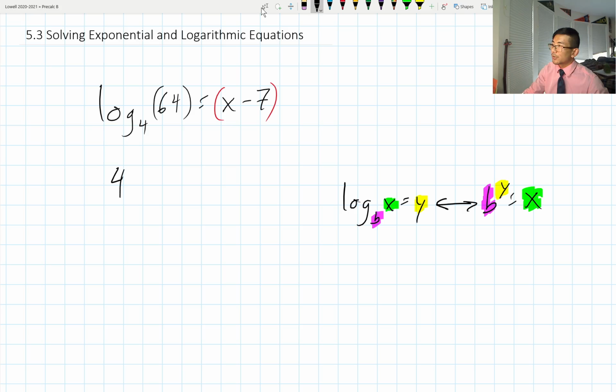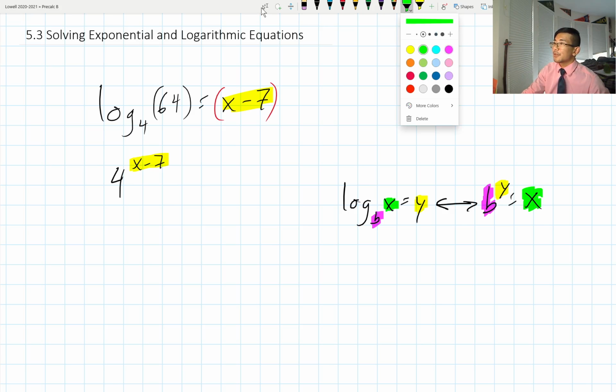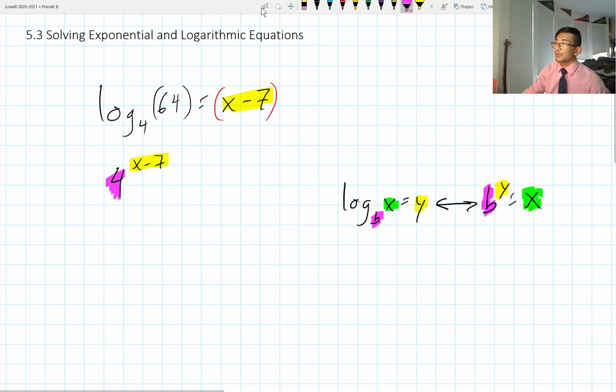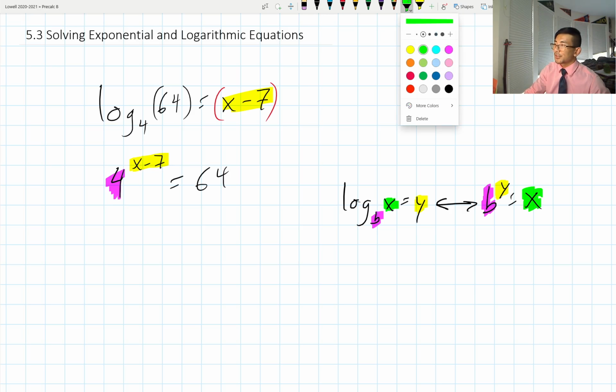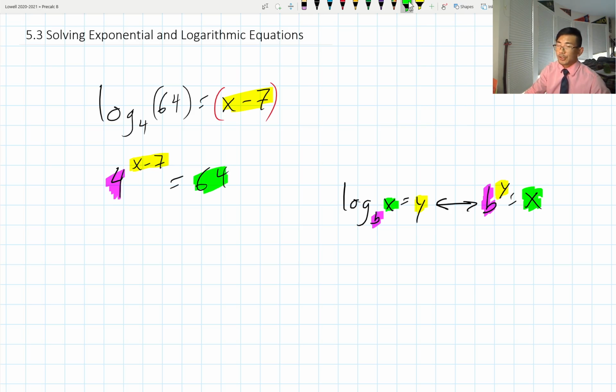So we have 4 raised to the whatever's on the other side of the equal sign, which in this case is the x minus 7. I'll highlight that. Once again, this is our base here, 4. And that's equal to 64, which is the argument. And that's in green there. So I'll stop using the colors after this. So again, all we've done is just rewritten this equation. These two equations are exactly the same otherwise. They're just different in how they look.